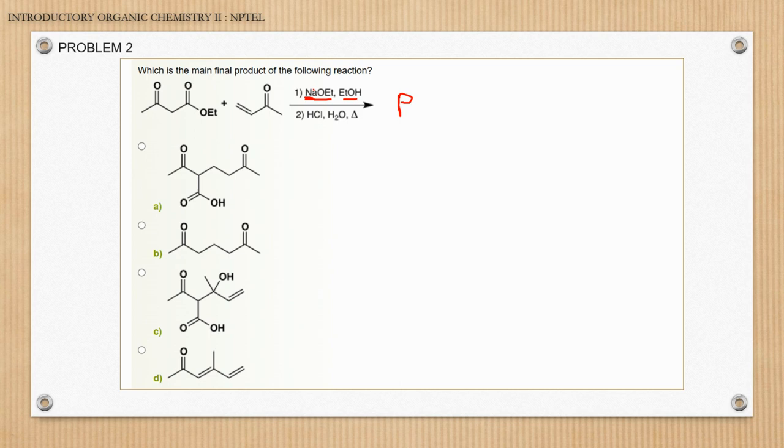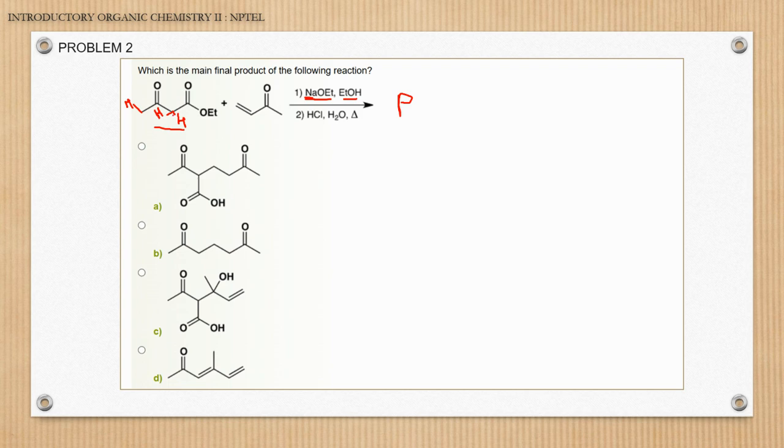It will abstract an acidic proton. Sodium ethoxide is a very strong base, so it will abstract an acidic proton. So where is the acidic proton present in the system? These are the methyl protons, right? This is the methylene protons. So where is the acidic proton present in the starting material? Can anyone tell me? CH2. Yeah, the methylene protons are the acidic protons.